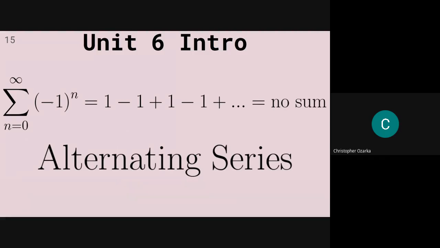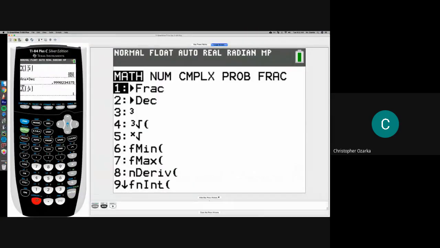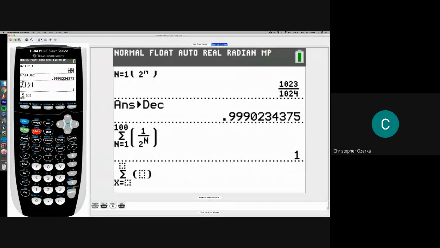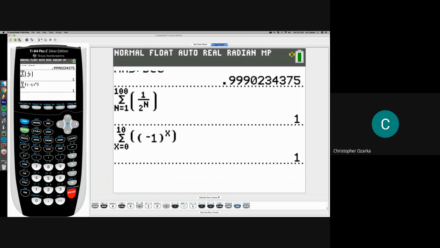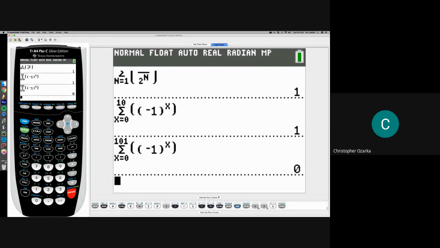You can also put this in your calculator if you wanted. I'm going to do x just so it's easier, so I don't have to hit alpha n. But let's just go to 10 here. And then if I did -1 to the x, make sure your -1 is in parentheses, otherwise it won't work. It says it's 1, but that's just because this is even. If I did this again and went to 101, it's going to say 0, right? Either way, if you keep getting bigger and bigger, it's just going to alternate between 1 and 0.